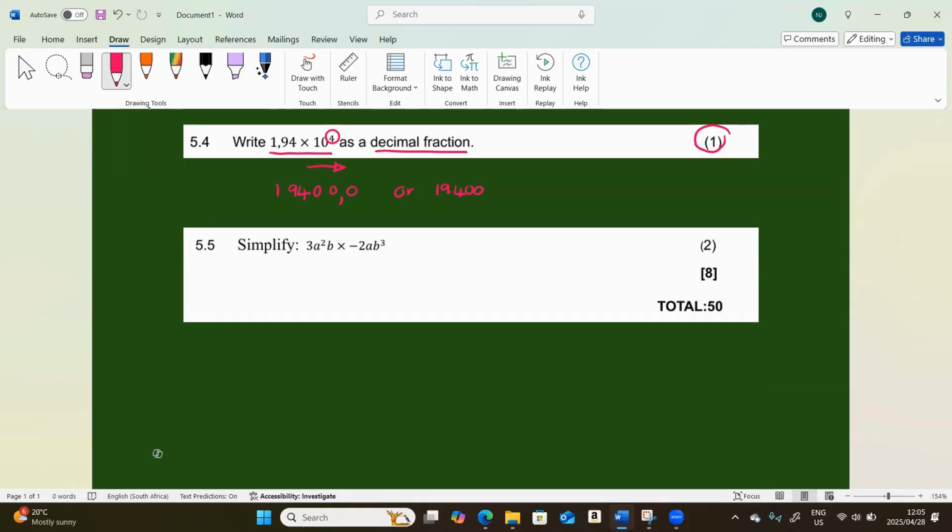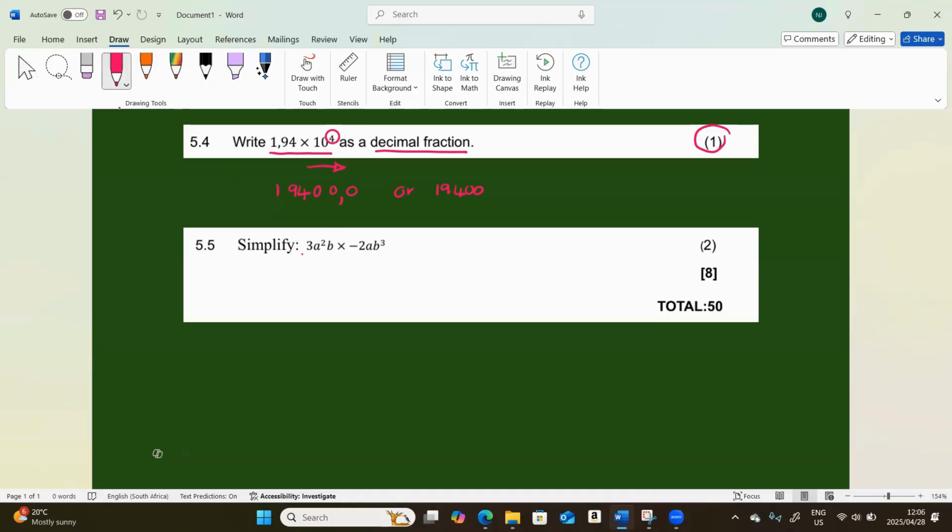So let's quickly focus on what we have to do over here. The first thing, guys, I focus a lot on you knowing that the number of terms is very important. Let's first discuss how many terms we have in this expression over here. So 3a squared b times negative 2ab cubed. This is one term, guys.